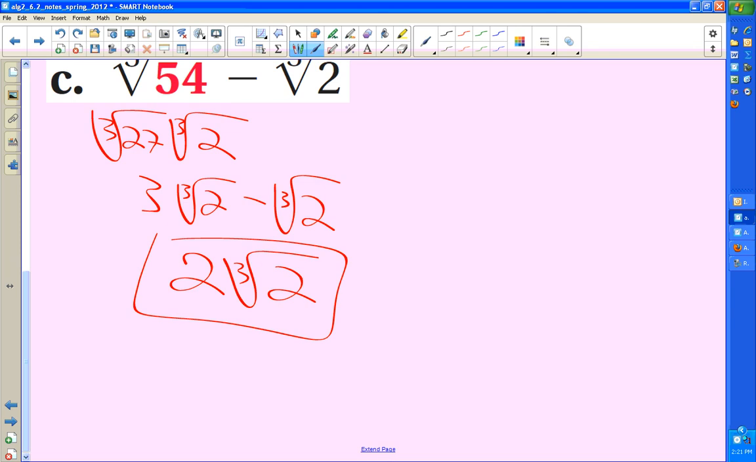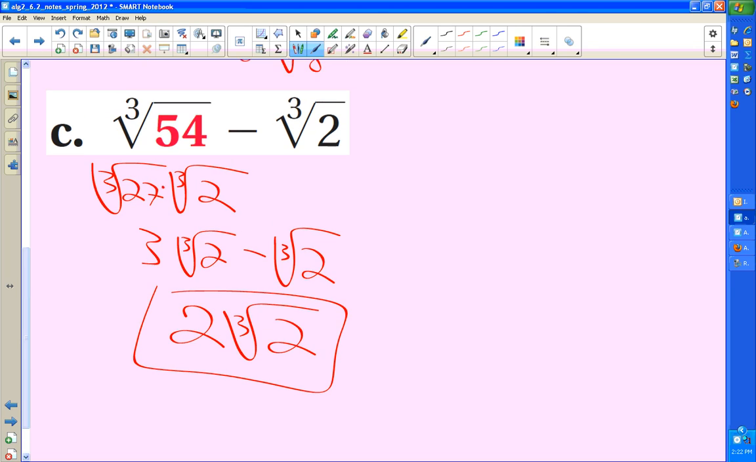Okay, the one right below. Yes? Why are they squished together? This is the cube root of 54, which is a product. Okay. See, that's totally my fault. I just wasn't paying attention. I'm so sorry.